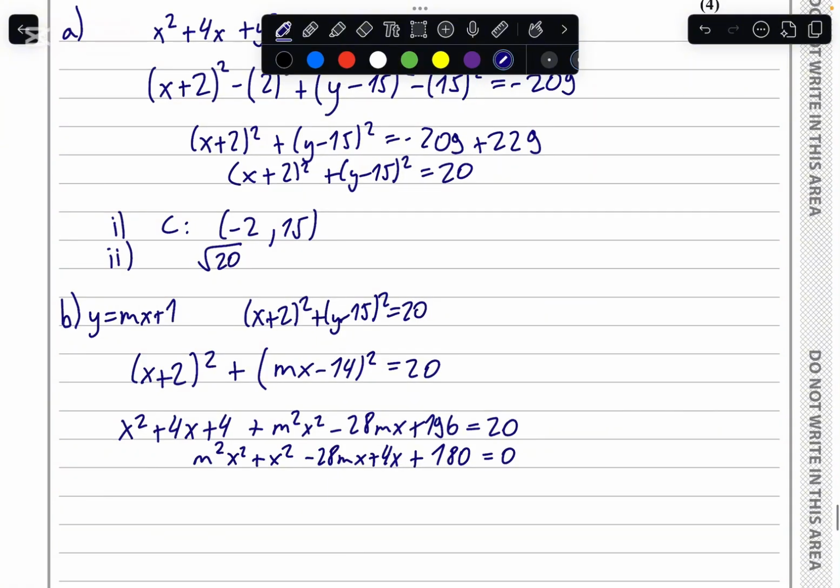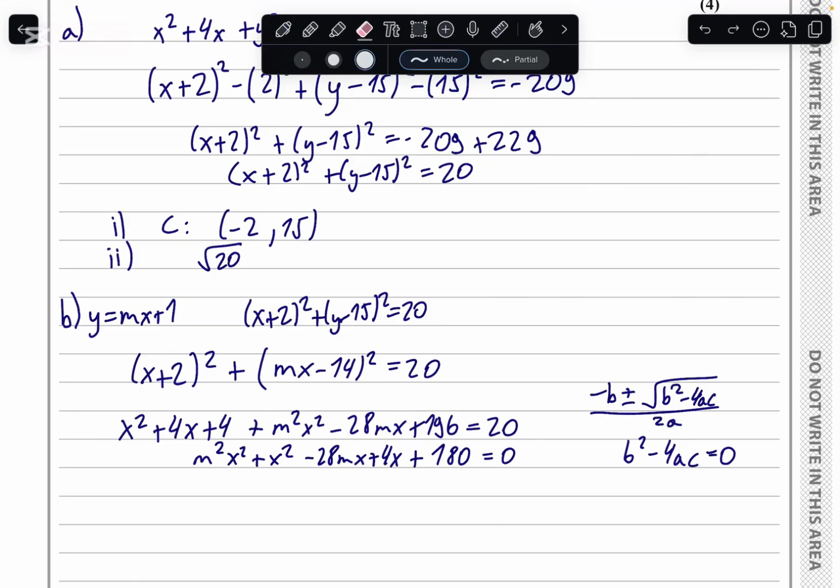And since we know that y equals mx plus 1 is the tangent, there's only going to be one solution. And when there's one solution, the discriminant must be equal to 0. What is the discriminant? It is b squared minus 4ac, which must be equal to 0. You can remember it as being part of the quadratic formula. It is the one inside the square root. If you can remember that, it's easier that way.